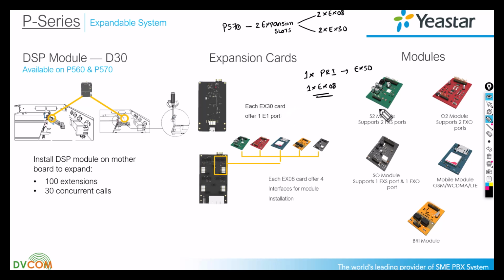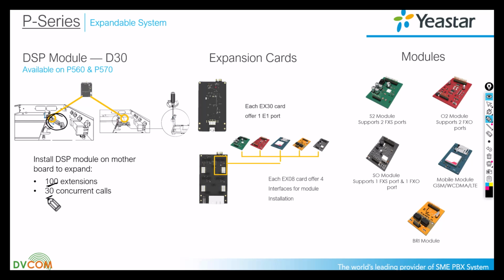And the good thing is that you can expand your PABX beyond 100 extensions. As I mentioned to you, P560 by default is going to support up to 100 extensions. In case you want to expand, make sure that you require the D30 module. So this is your D30 module, guys. You can directly insert it in your PABX, and it's going to allow you to add an extra 100 extensions and an extra 30 concurrent calls.